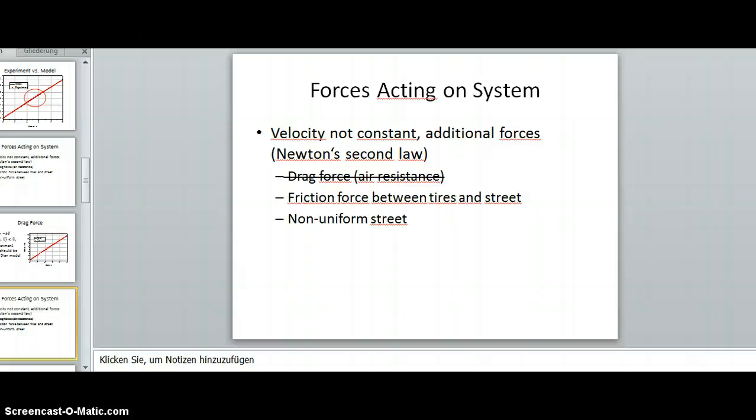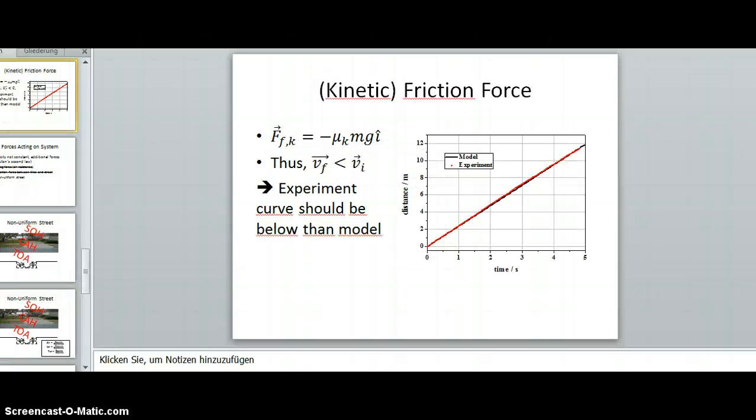The second explanation might be the kinetic friction force. The kinetic friction force is equal to the coefficient of friction times the weight mg. The friction force is also in the opposite direction, and therefore the final velocity is less than the initial velocity. We can also exclude friction forces.